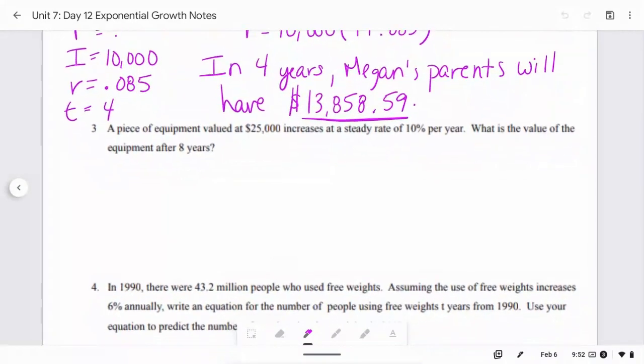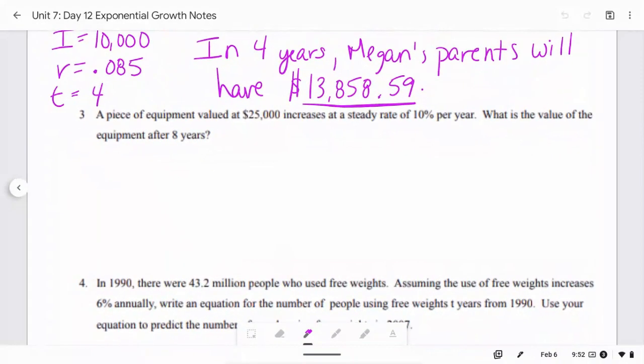All right, next one, example 3. A piece of equipment valued at $25,000 increases at a steady rate of 10% per year. What is the value of the equipment after 8 years?